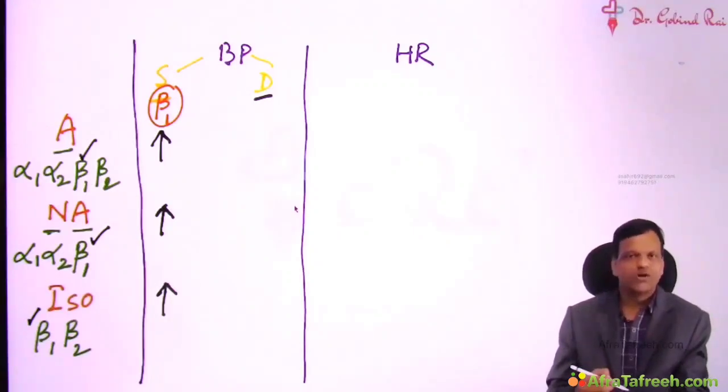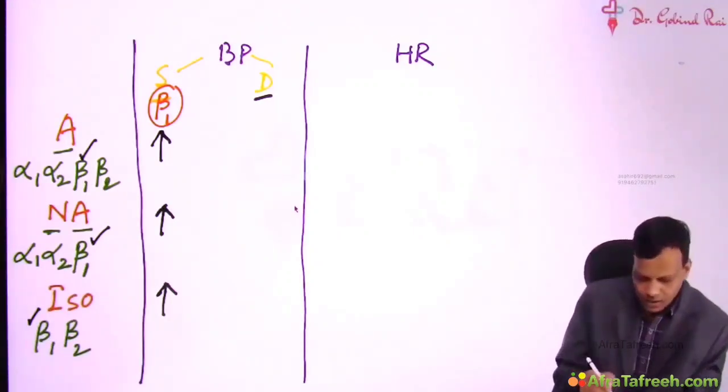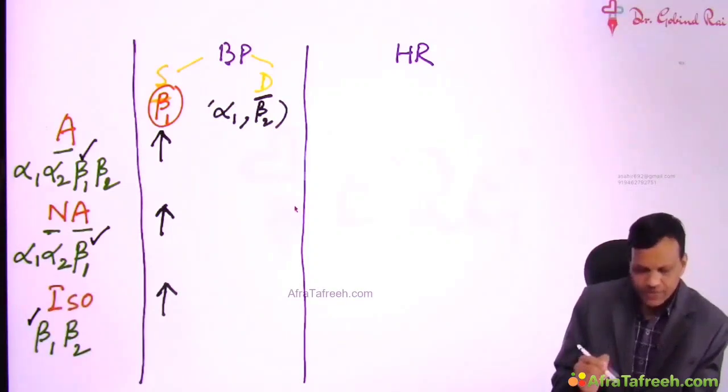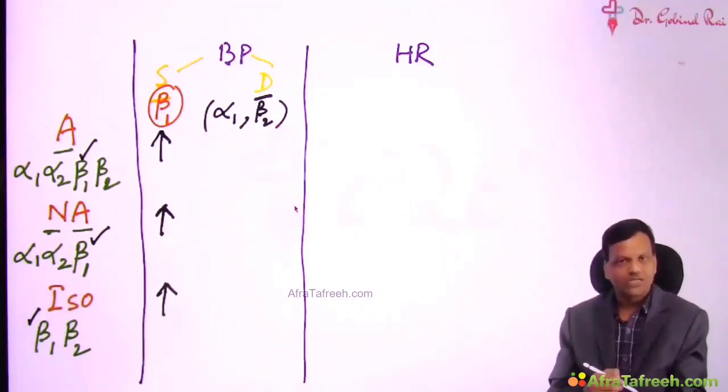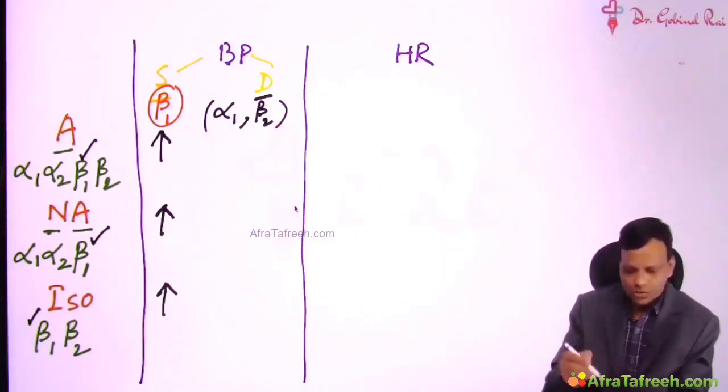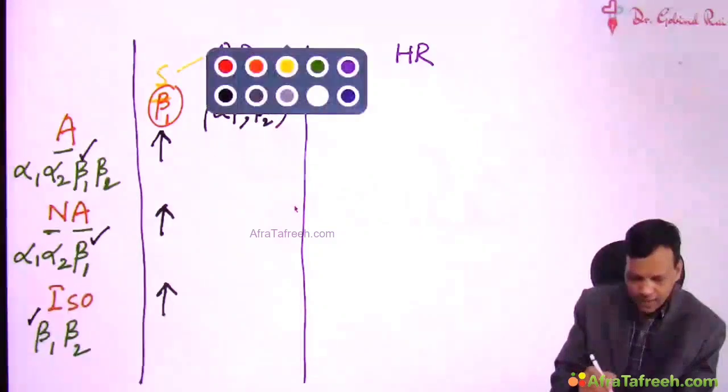And which receptors are present on blood vessels? Yes, we have 2 receptors, alpha 1 and beta 2, which have opposite effects. Remember nursery class, we discussed A, B, C, D. Alpha 1 causes constriction, beta 2 causes dilation. So it will depend upon alpha 1 and beta 2.